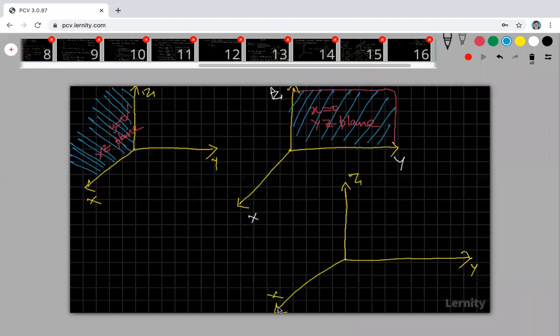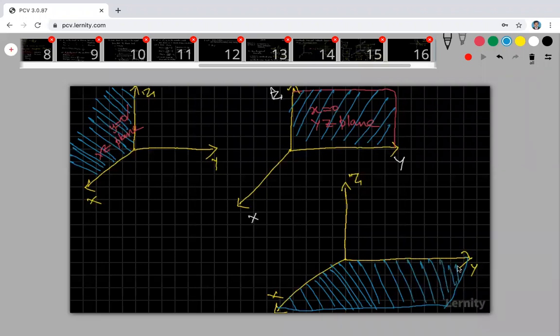Suppose I am taking a point on this one. Suppose I am taking a point on this. What is this equation? Any one of you, please, what is this? Here my z is equal to 0, or it is the xy plane. Right?